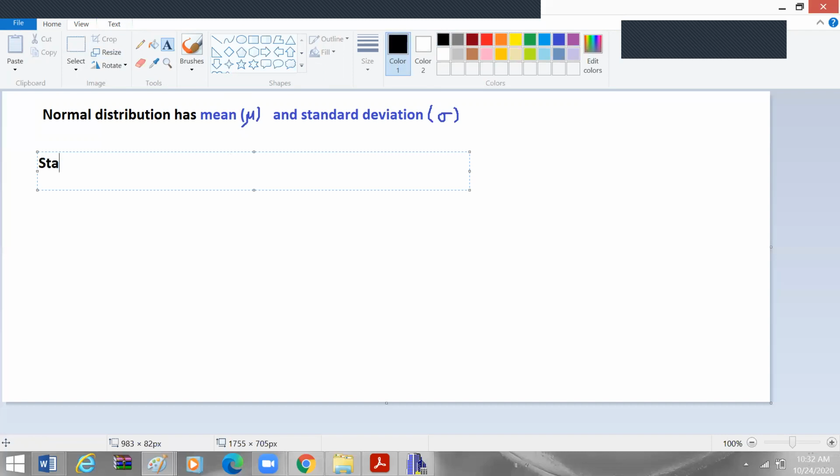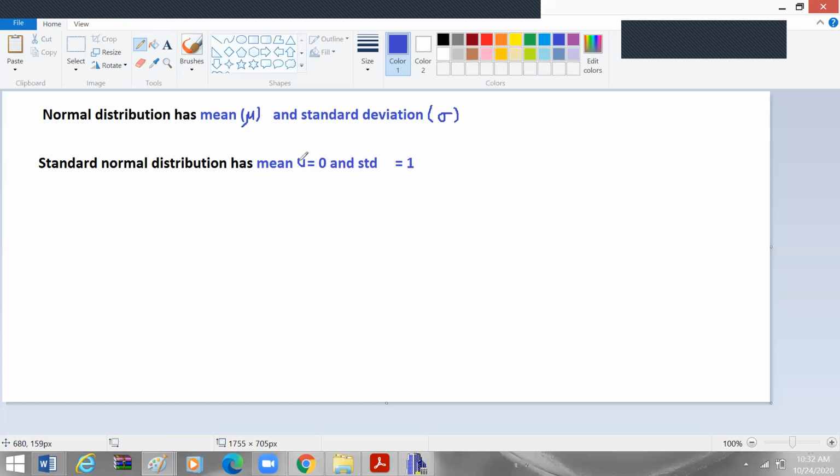So what is the standard normal? The standard normal distribution has the mean equal to 0, and the standard deviation equal to 1. Let me highlight that and rewrite it. We're going to learn how to read these two, and of course it's going to be on the exam too. The first thing we need to know is that the standard normal distribution has the average equal to 0 and the standard deviation equal to 1.